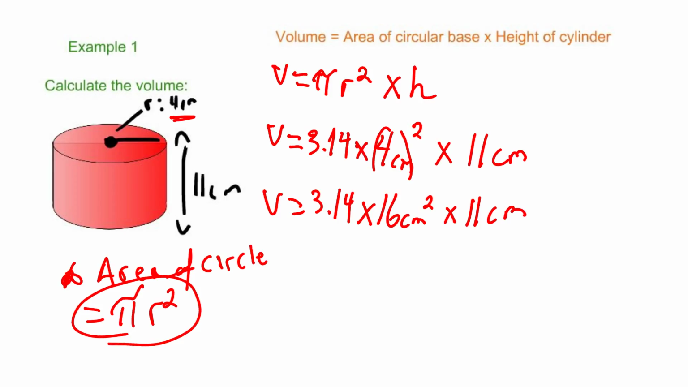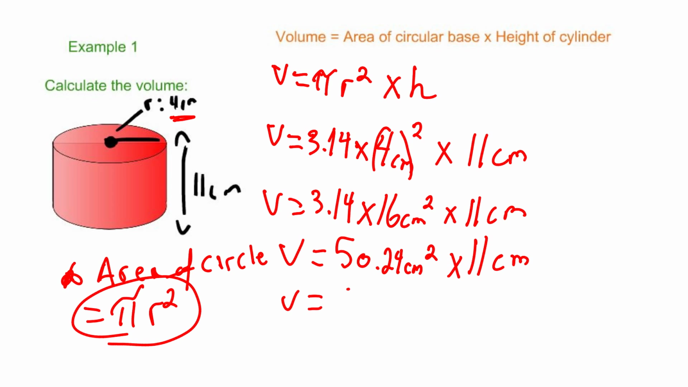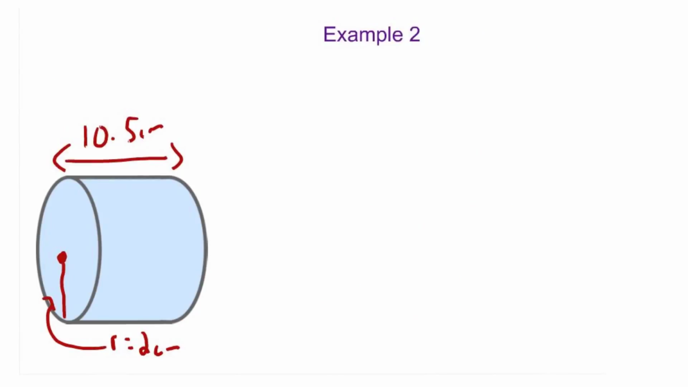Now we have to work on our base here quickly. So we're going to do 3.14 multiplied by 16, which gives us a grand total of 50.24 centimeters squared. And we're just up with our height, which is 11. So when we multiply those together, we get a nice grand total of 552.64 centimeters cubed, as always, because we know volume is in cubes.